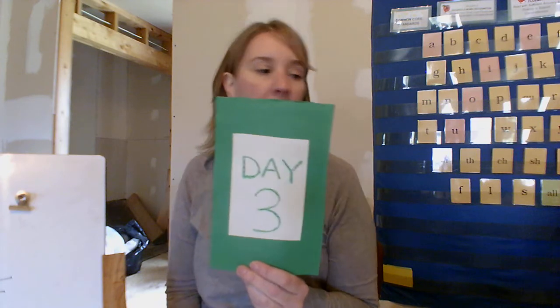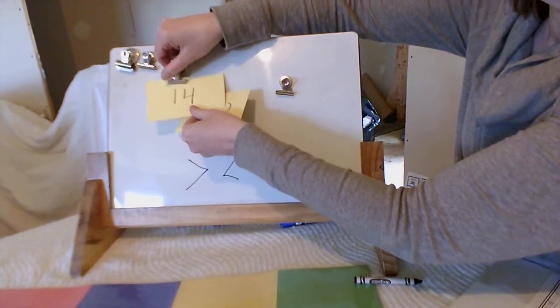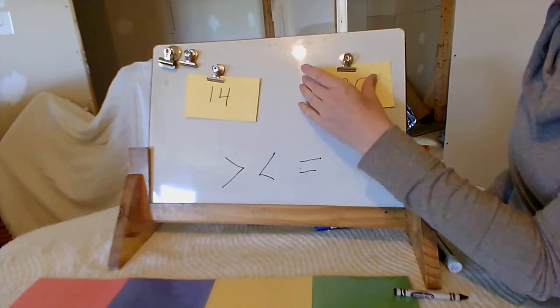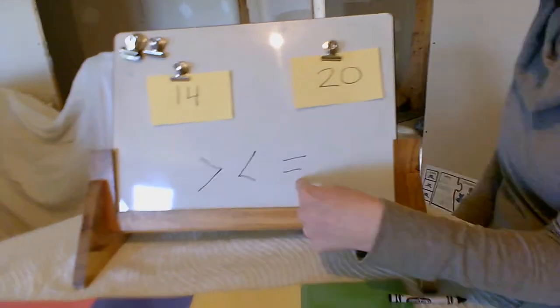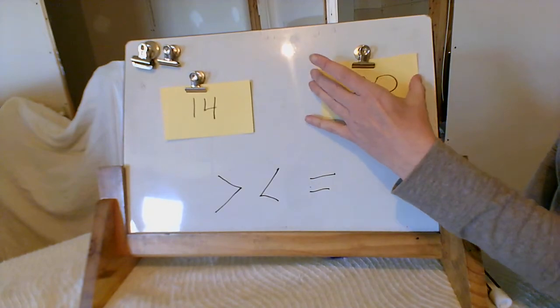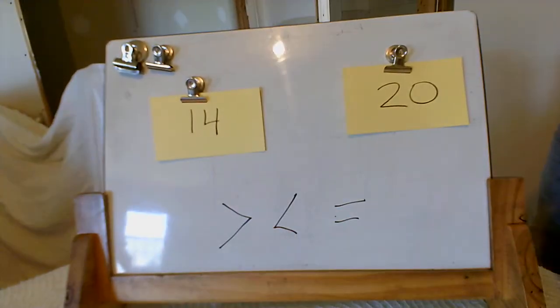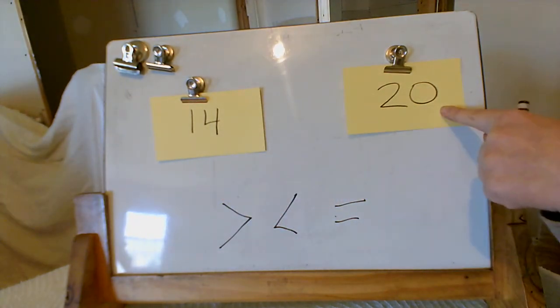It's day 3. Let's start with a warm-up. So I'm going to show you 2 numbers up here on the board. Think about how you say that number. Think about how you say this number. We're going to compare these 2 numbers with our greater than, less than, or equals symbols. Okay, so how do we say this number? This is the number 14. This is the number 20.